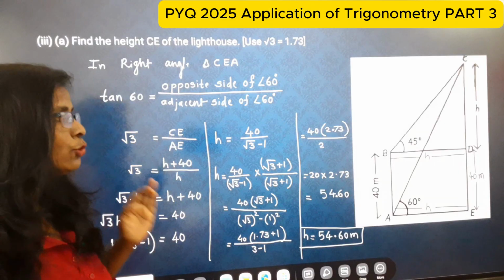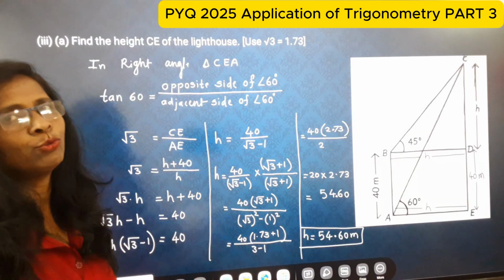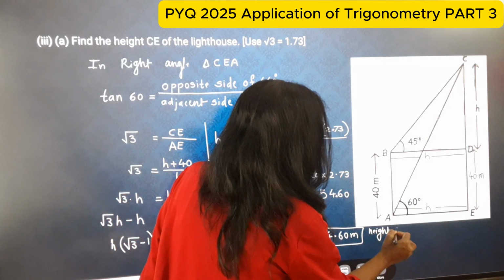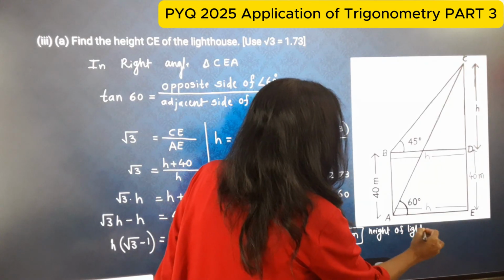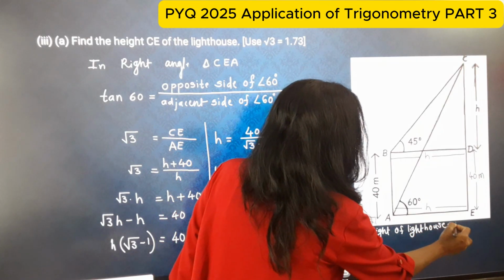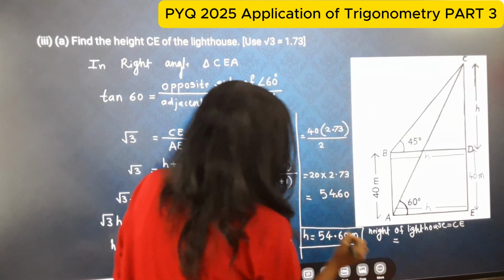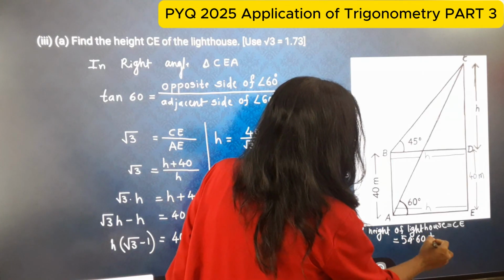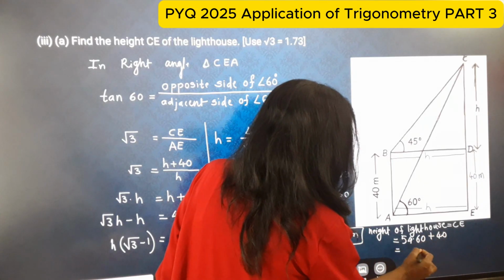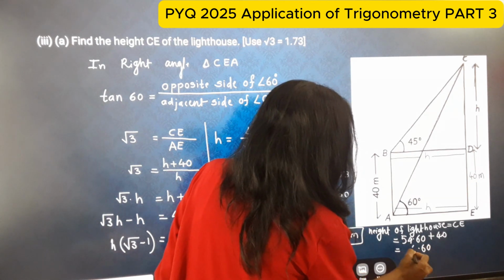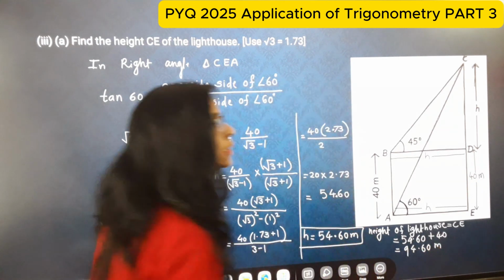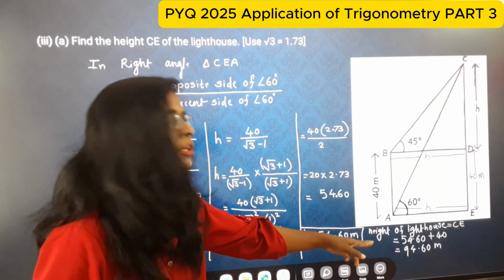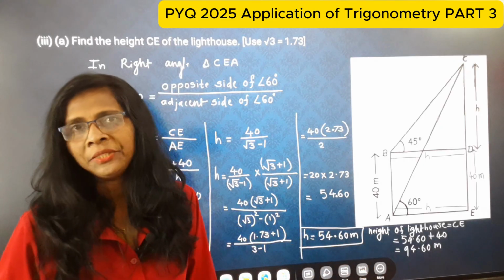Then now we have to calculate the height of the lighthouse, that is CE. So the height of the lighthouse CE is equal to 54.60 plus 40. That means 94.60 meter. The height of the lighthouse CE is equal to 94.60 meter.